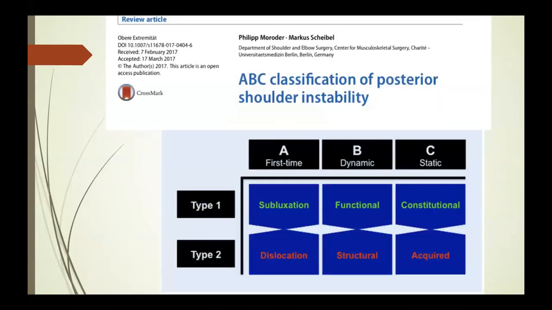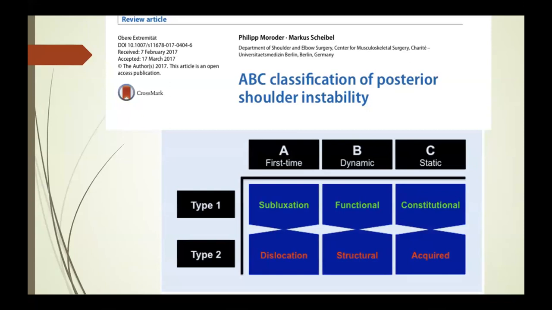Now coming to the ABC classification. A is the first-time dislocation, B is the dynamic motion of the shoulder joint, and C is the static motion of the shoulder joint. In A, type 1 is subluxation and type 2 is dislocation, whereas B1 is functional dynamic posterior instability and B2 is structural dynamic posterior instability. In C, type 1 is constitutional static instability, and type 2 is acquired posterior instability.